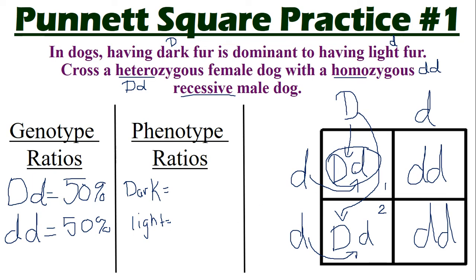So if we look over here, how many boxes have a capital letter in them? Two. That means dark fur is 50%. How many boxes have just lowercase letters in them? Well, two. 1, 2. That would be 50% here. You can double check yourself as well. These numbers should add up to 100%, and they do. So this is the first practice on Punnett squares.